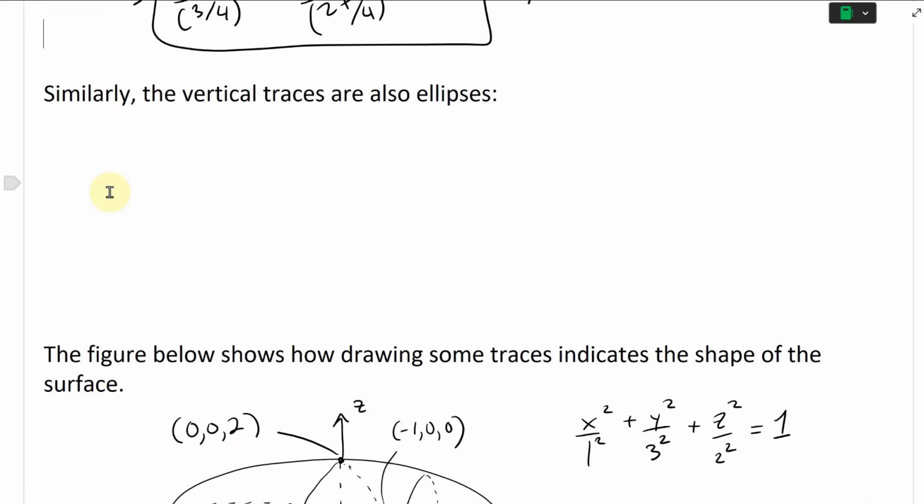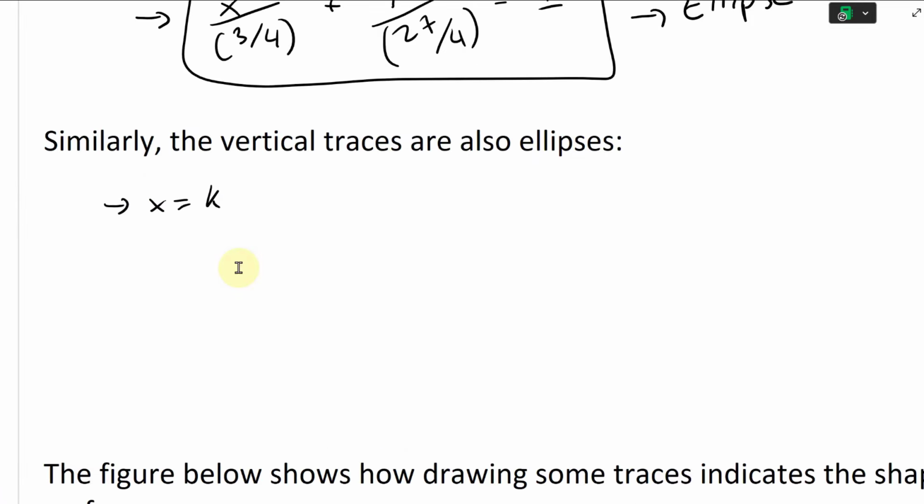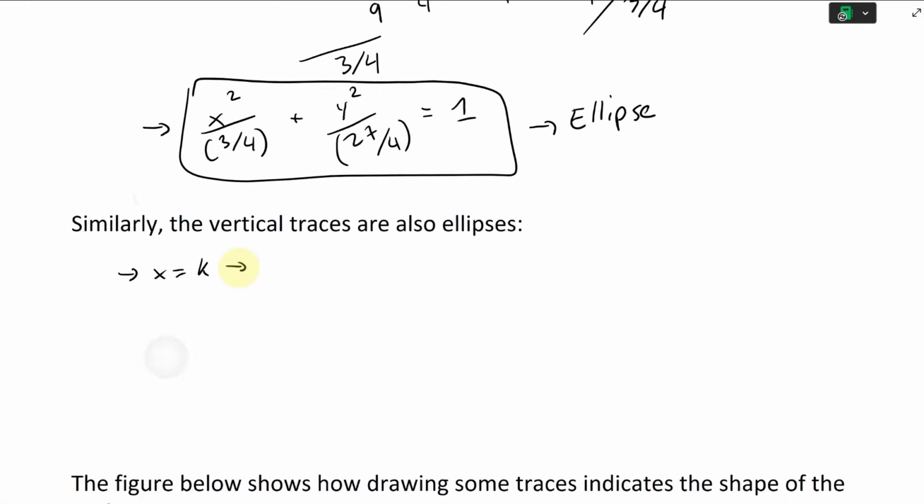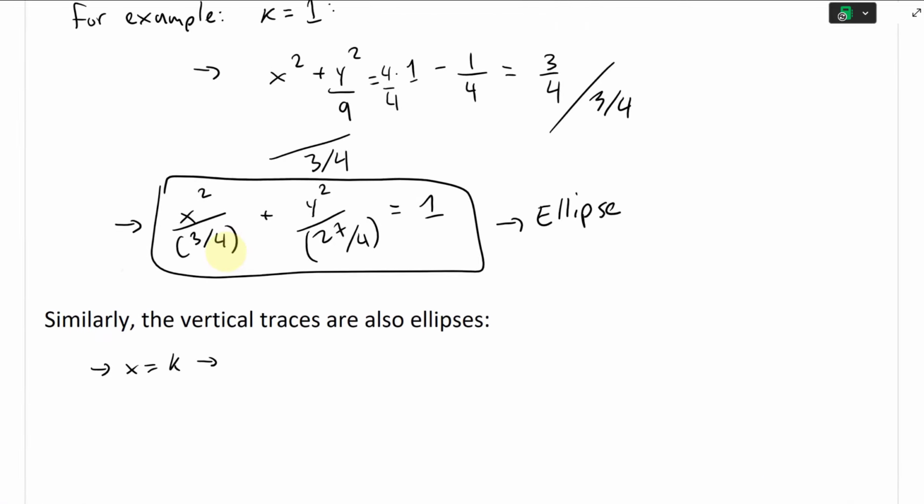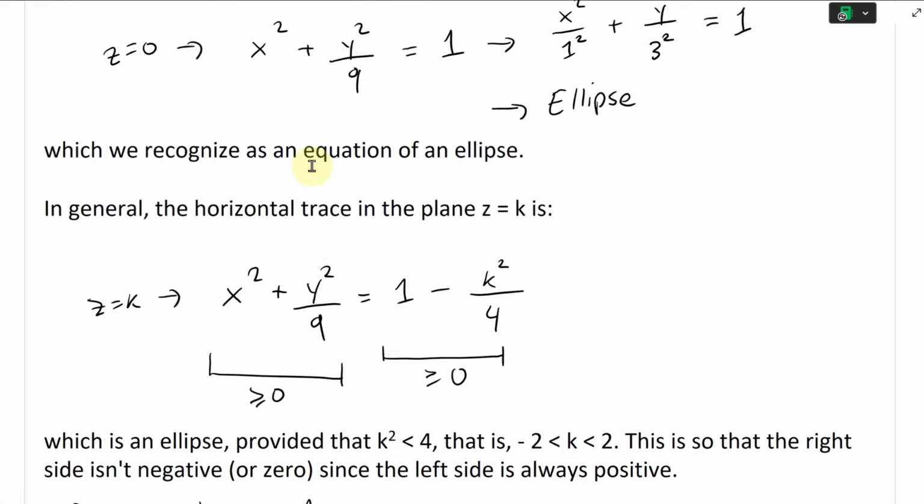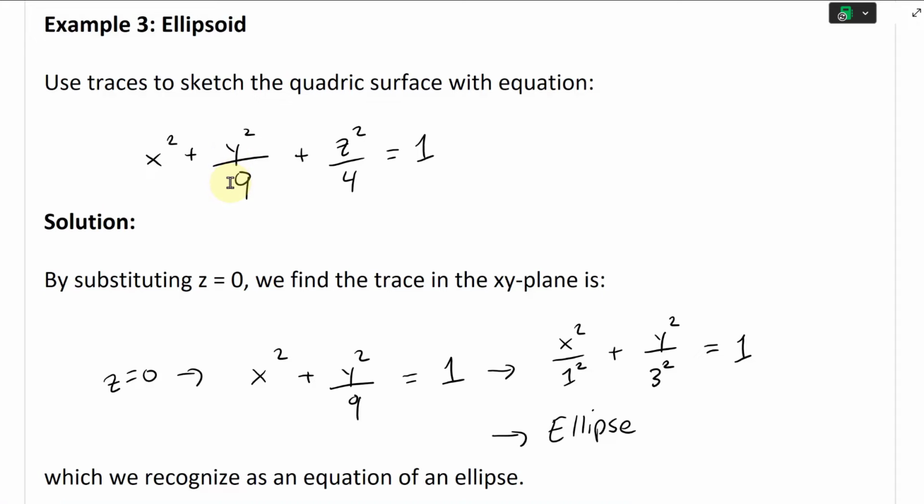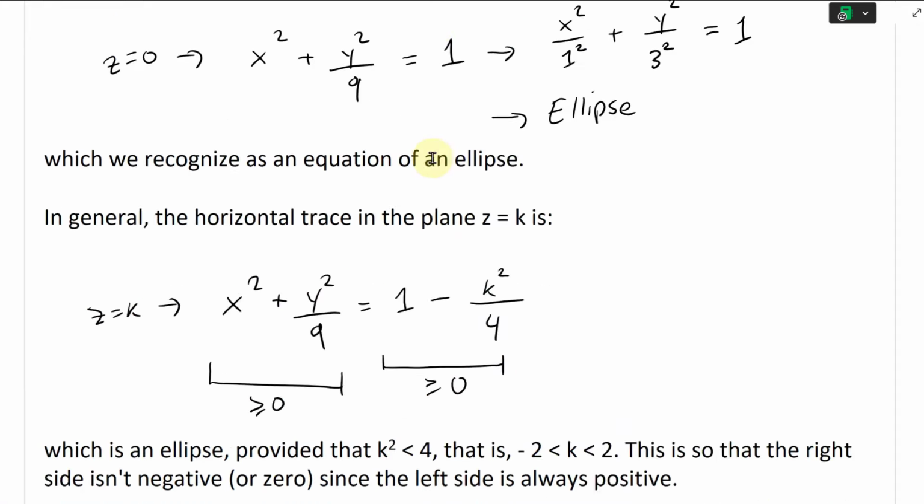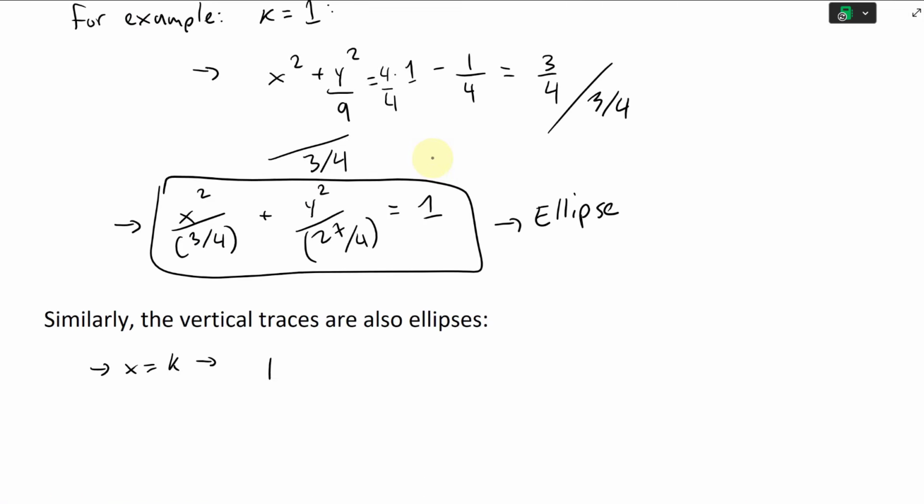And similarly, the vertical traces are also ellipses, and you'll get this one by setting x equals k. If we scroll up, x equals k, and starting from the original, you get y squared over 9 plus z squared over 4 equals 1 minus k squared. So we're going to get y squared over 9 plus z squared over 4 equals 1 minus k squared.